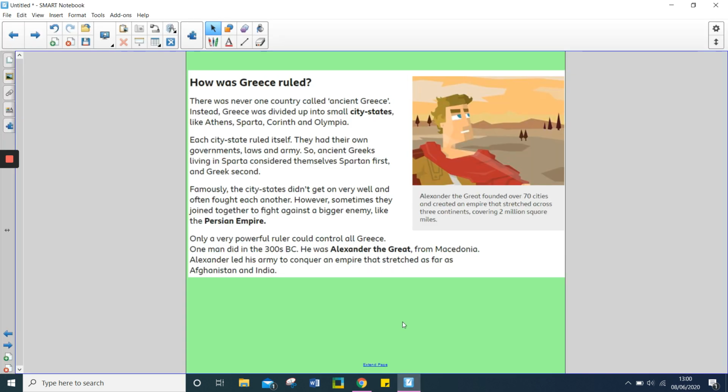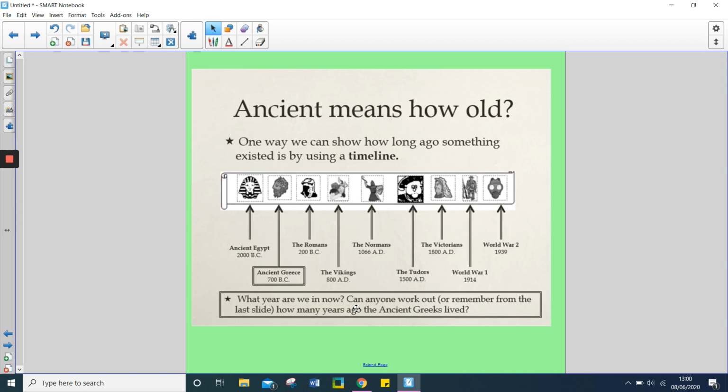So that's just a bit of information about how the Greek small city-states were ruled and what happened in each one, because they are all different. So, how can we show that something existed a long time ago if we've not got a lot of evidence? One way we can do this is to show all of it on a timeline, and we've looked at timelines before in year 3 and in year 4. So here's a little example of one.